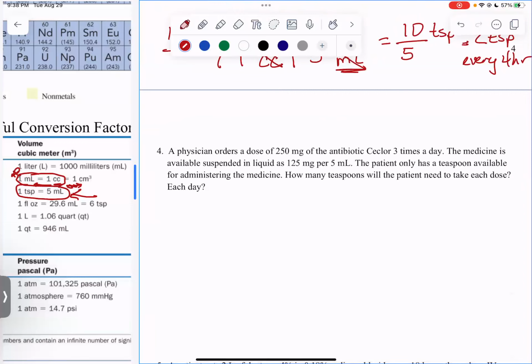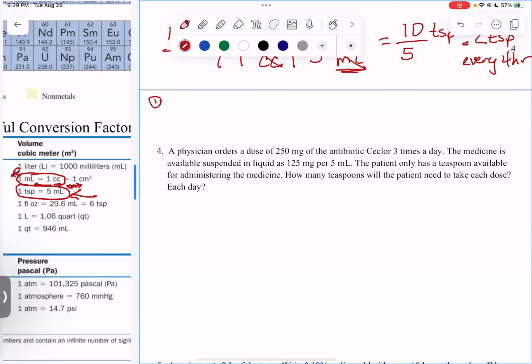A physician orders a dose of 250 milligrams of an antibiotic 3 times a day. Medicine is available suspended in liquid as 125 milligrams per 5 mils. The patient only has a teaspoon available for administering the medicine. How many teaspoons will the patient need to take each dose and each day? Wow, that was a lot of information, right? Probably feeling overwhelmed, but you're going to go back to that 3-step method.